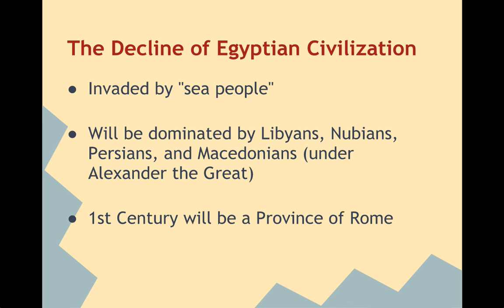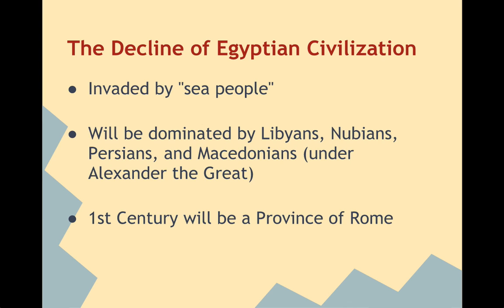Okay. When we talk about the decline of the Egyptian civilization, it was invaded by the Sea People. They don't know what the true name of the Sea People were. It destroyed their control in Palestine, so Egypt lost their control in Palestine. It ended in 1070.